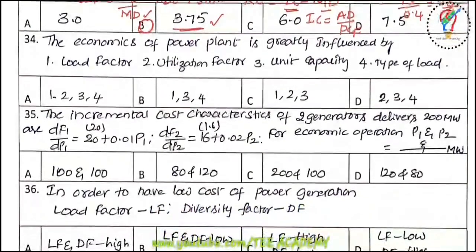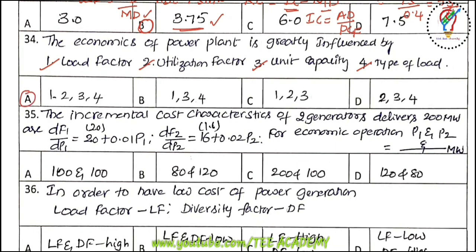Okay, next question here. The economics of power plant is greatly influenced by economic aspects of power system. In the economic aspects of power system, we study the load factor, utilization factor, unit capacity and type of load. So the economics can be affected by all these four factors: load factor, utilization factor, unit capacity and type of load. So the answer for the 34th question is A here.